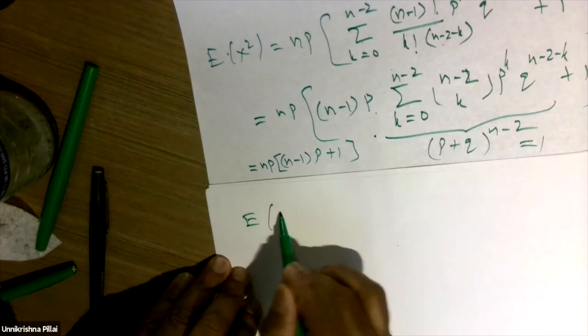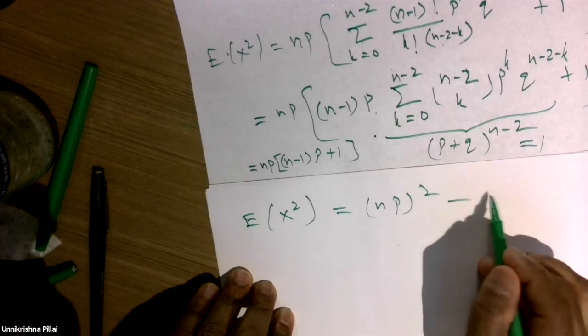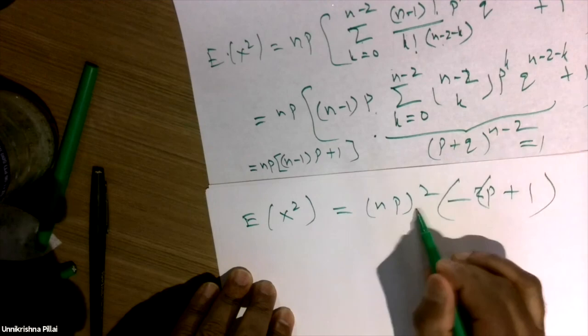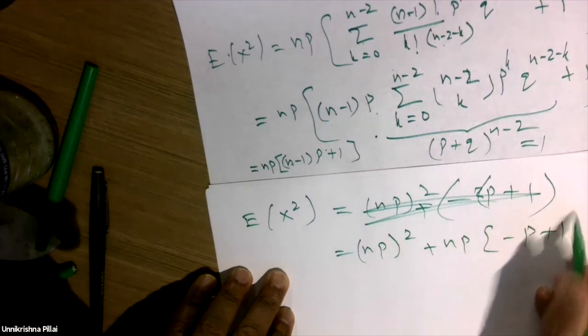So you get expected value of X squared is (np) the whole squared minus p plus 1, right? So first term, np, np, so that's (np) the whole squared plus np multiplied by (minus p plus 1). But this is q. So you get npq plus (np) the whole squared.